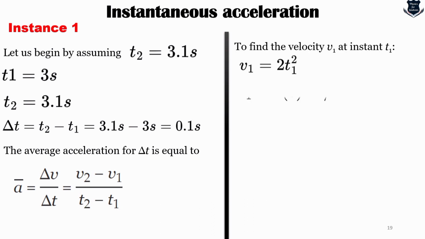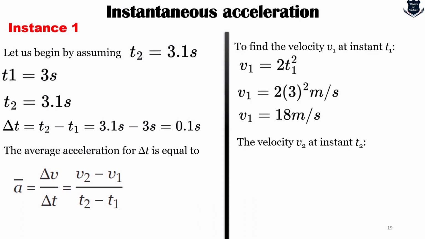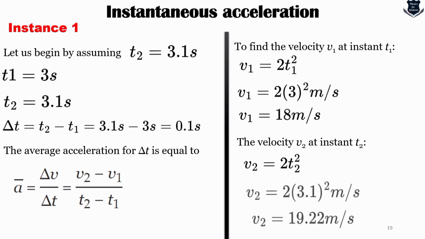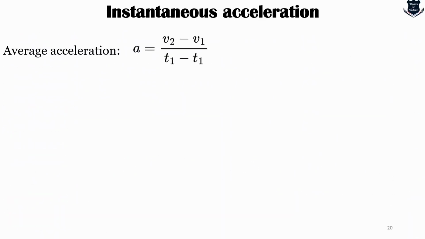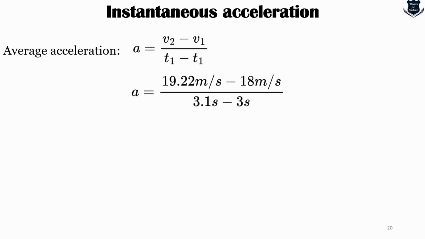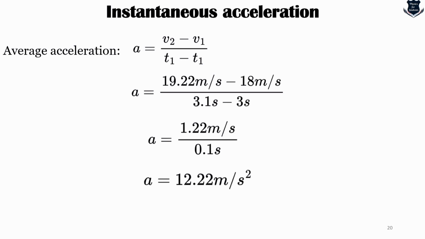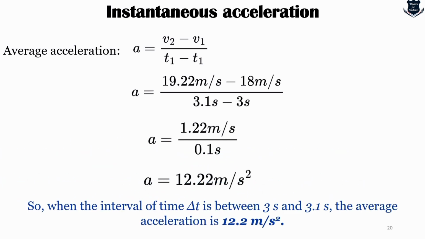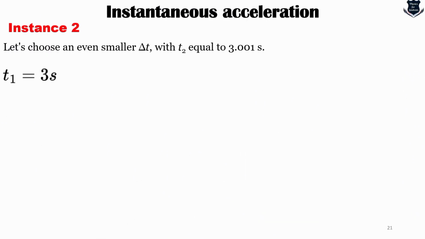So find the velocity, this one, this one, this one, and we get v1, and then we calculate v2, and so on. I'm just pushing things through because this is just simple arithmetic, so you can go through, and then we calculate this one, and we get this, and you can look into it. So we get 12.2 meters per second square. That means when the interval time delta t is between 3 seconds and 3.1 seconds, the average acceleration is 12.2 meters per second square.